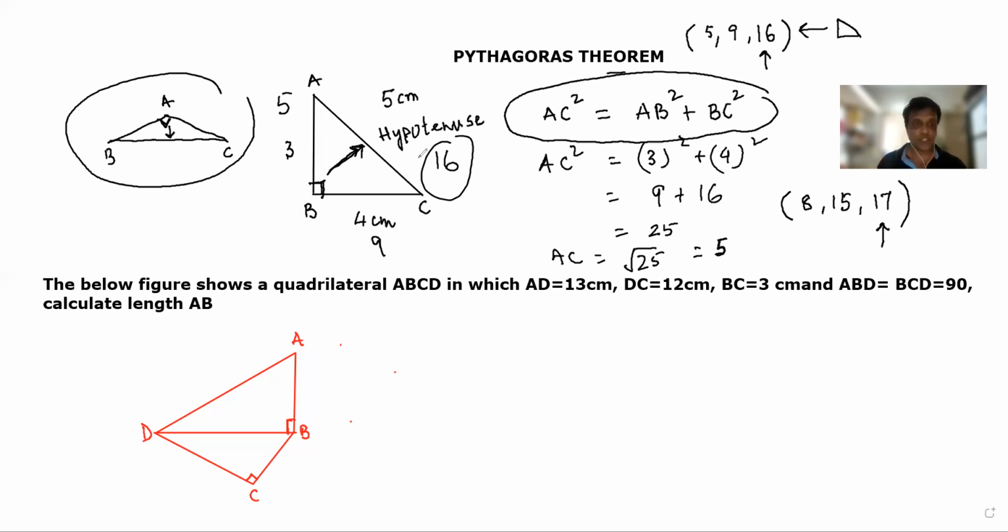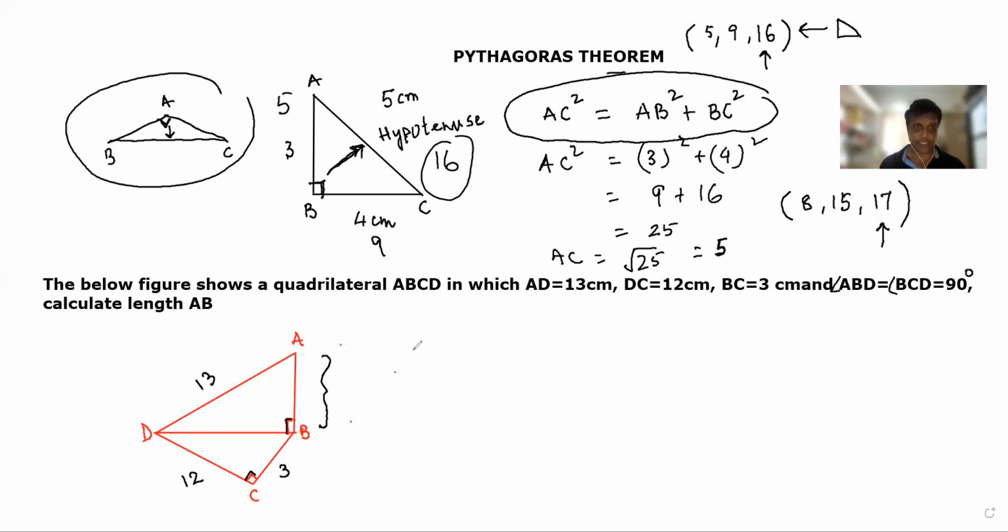All right. So just to understand more, let's do one sum. Very easy. Few sides are given in this quadrilateral ABCD. AD is given 13 centimeter, DC is given 12 centimeter, BC is given 3 centimeter. This angle ABD and this angle are 90 degree. Calculate AB. This is what we have to calculate.